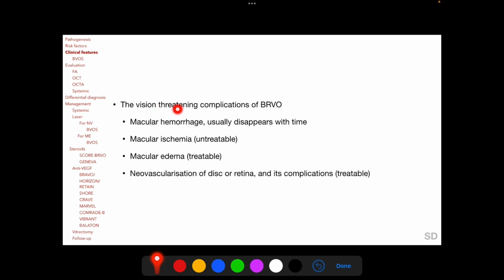The vision-threatening complications of BRVO include macular hemorrhage, macular ischemia, macular edema, and neovascularization and its complications, and these are very important to remember. Macular hemorrhage usually disappears with time. Macular ischemia is untreatable, but macular edema and neovascularization can be treated, which we will be discussing subsequently.